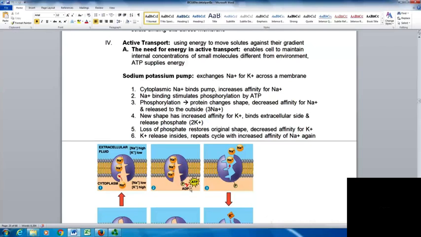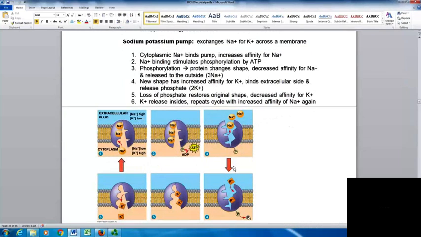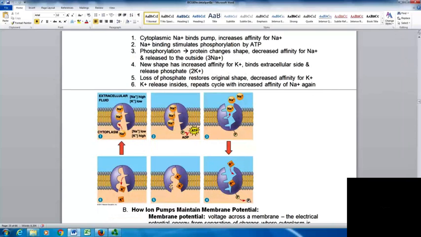So ATP will transfer this phosphate on here. The phosphorylation is going to cause this protein to change shape. So now you can see it's a different shape, and it's going to release the 3 sodiums to the outside. This new shape has an affinity for potassium. So the potassiums are going to come on and bind, and then when you release the phosphate, it will return back to its original shape and release the potassiums inside. So this will allow you to release a greater amount of potassium inside again, and then it will return to having an affinity for the sodium.